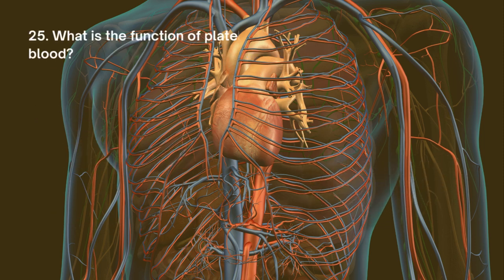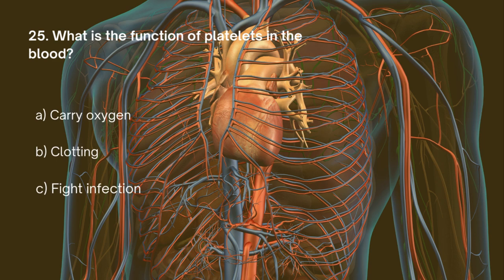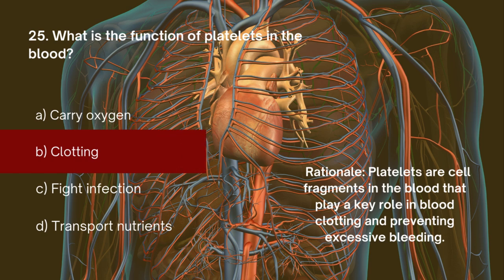25. What is the function of platelets in the blood? A. Carry oxygen. B. Clotting. C. Fight infection. D. Transport nutrients. Rationale: platelets are cell fragments in the blood that play a key role in blood clotting and preventing excessive bleeding.